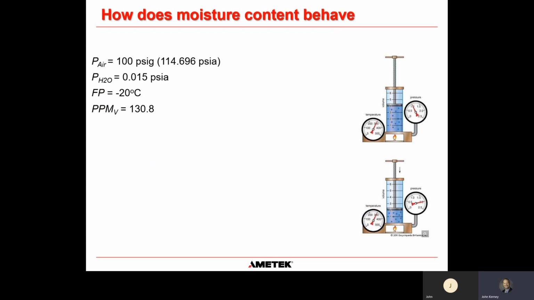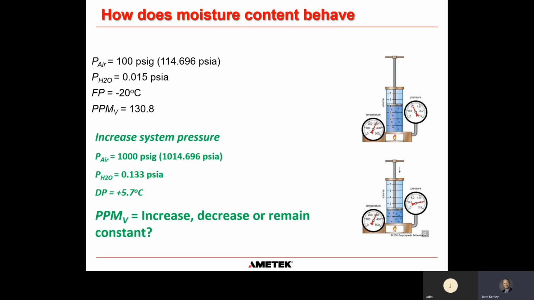So let's revisit our example from earlier. If we had 100 psig air, again, at minus 20 C frost point, the ppm value, if you ran the calculation, would be just under 131 ppm. And the question now is, if we increase the system pressure again to 1,000, and we said earlier we would raise our vapor pressure of water by Dalton's law of partial pressure to 0.133, and if we did the calculation, we'd find that was a dew point of plus 5.7 degrees C. So the question is, does the ppm value increase, decrease, or remain the same?